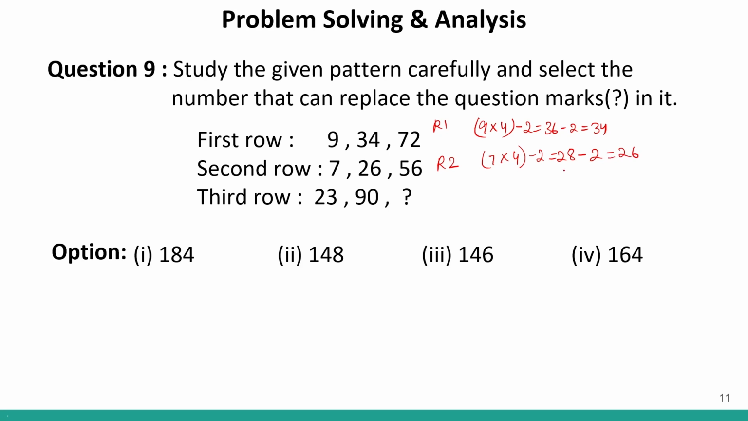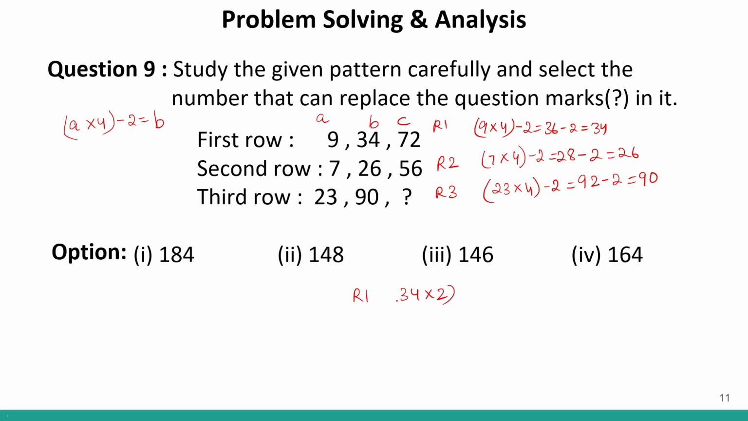Correct? Now, I can say for row 3 that 23 into 4 minus 2. So 23 into 4 is how much? This is 92. And 92 minus 2 will give me 90. So this logic follows for all the 3 rows. So I can say that if this is A, this is B and this is C, if I multiply A by 4 and then I subtract 2 from it, I get my B. Clear?